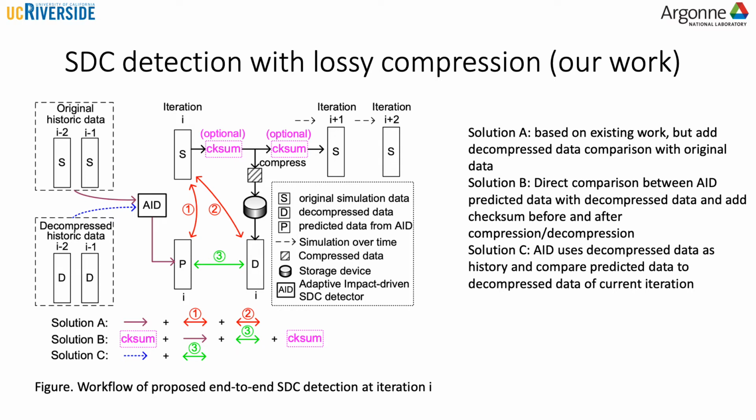writing procedures. Solution B will make a direct comparison between its predicted data and the decompressed data, but then it will also use the checksum to make sure there is no memory error that struck the simulation data during the compression and the data writing procedures. In solution C, it will just use the decompressed data as its history to do prediction, and then it compares the predicted data with the decompressed data of the current simulation of the current iteration.